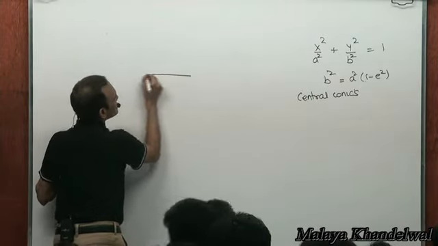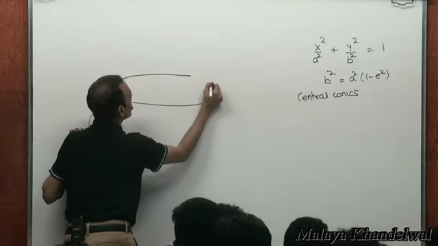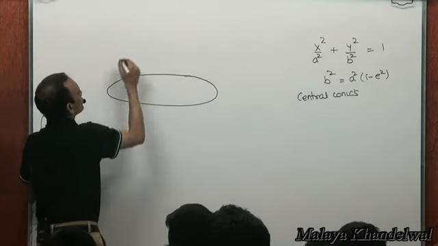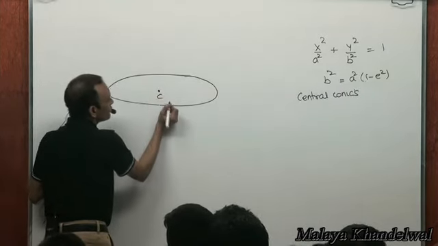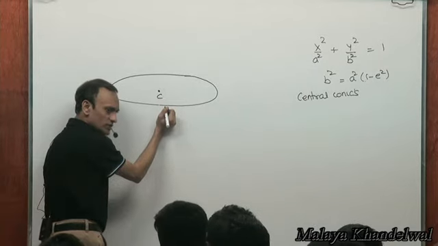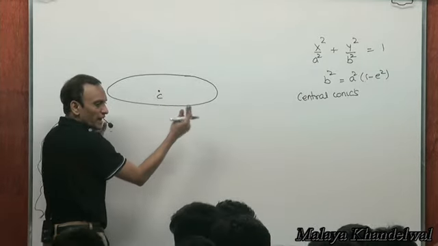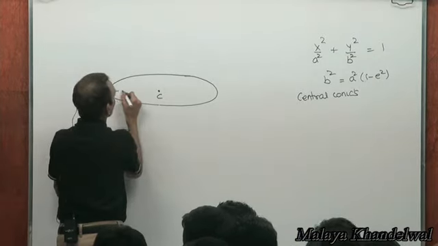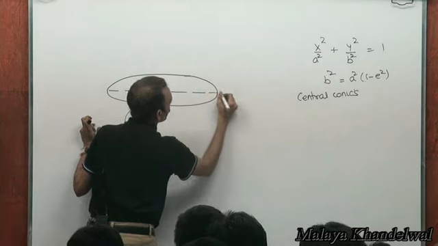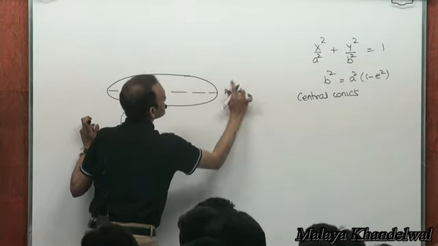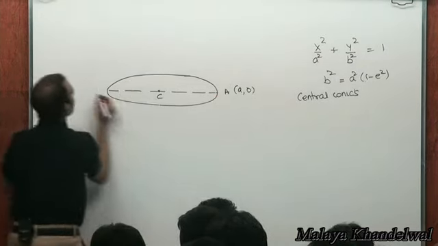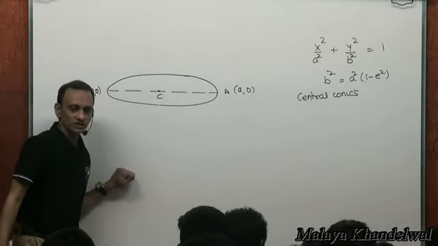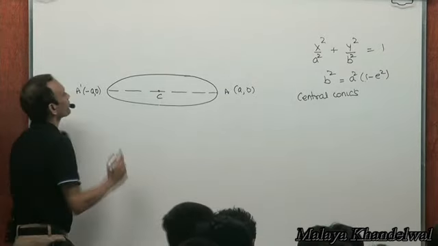So this was the conic x squared by a squared plus y squared by b squared equal to 1. The center C for the standard ellipse is 0, 0. Major axis 2a, semi-major axis a. This is one vertex, (a, 0). This is another vertex, (minus a, 0), of the major axis, right?